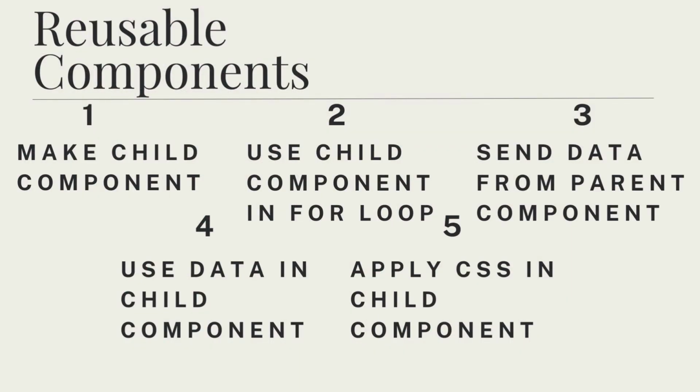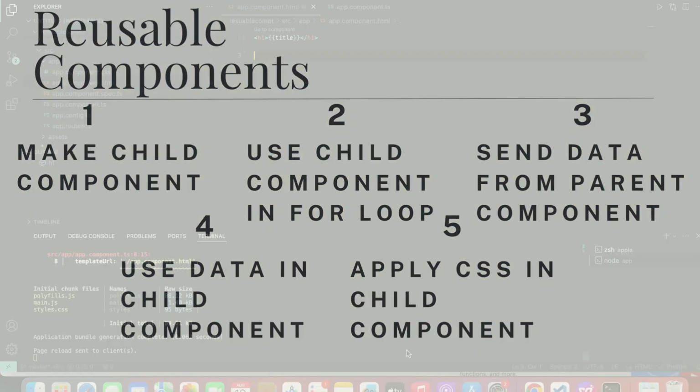First, we will make a child component. Then we will use the child component in a for loop. Then we will send the data from the parent component to the child. Then use the data in the child component, and at the end we will apply some CSS in the child component to make it look pretty. So let's jump into the practical example and learn a very interesting thing today.